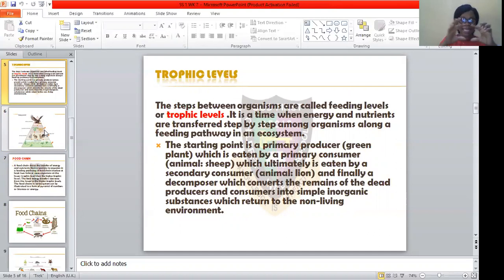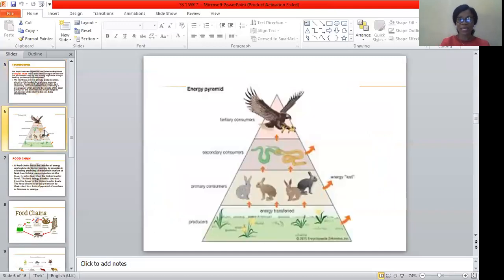That is the starting point in the trophic level. The first thing you will see are the green plants, which are eaten by primary consumers, for example, like I said, a sheep or a goat. Then this sheep or goat is eaten by a secondary consumer, another animal, for example, a lion. And finally, by decomposers, which convert the remains of the dead producer and the consumer into simple inorganic substances, which return to the non-living environment. That is what trophic level is.